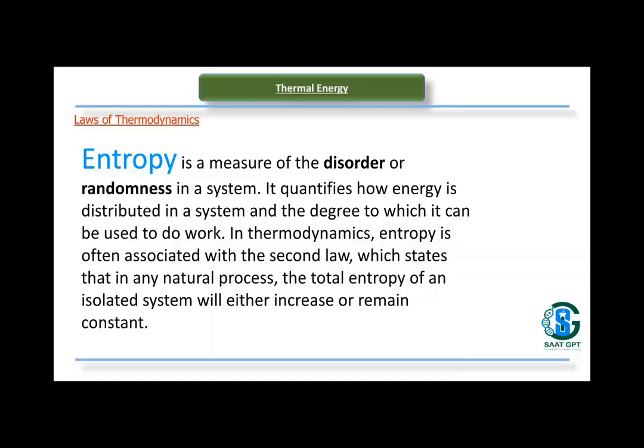So entropy, guys, is the measure of randomness or disorder. As we said before, as the temperature or the heat content increases, the movement of particles increases, and the randomness of this motion also increases. So by adding more heat, the randomness increases, the disorder increases, and the entropy, which measures the randomness or disorder, also increases. Entropy is a measure of the disorder or randomness in a system. It quantifies how energy is distributed in the system and the degree to which it can be used to do work.